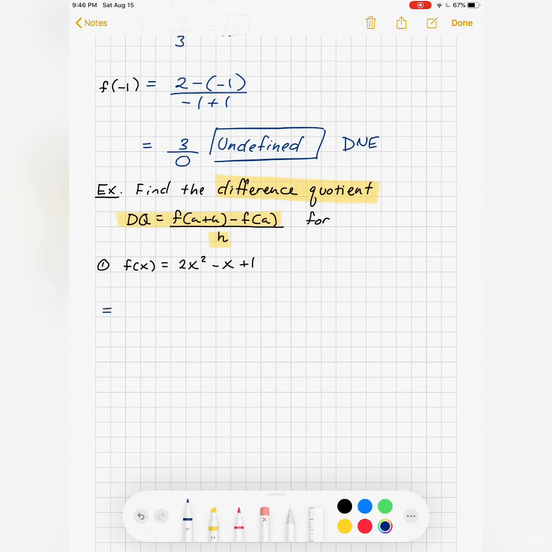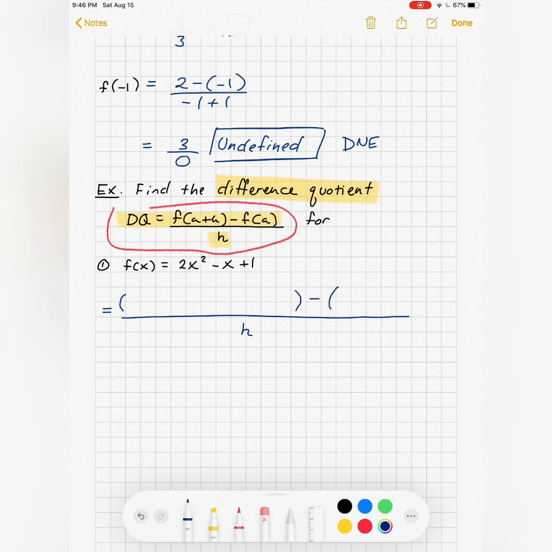Okay, so we have this template, the formula for any function. What changes are the quantities in the numerator, because those depend upon the particular function. The first thing I have to find is f of a plus h. So I'm going to plug a plus h into the function. So I'll have 2 times (a plus h) squared minus (a plus h) plus 1.